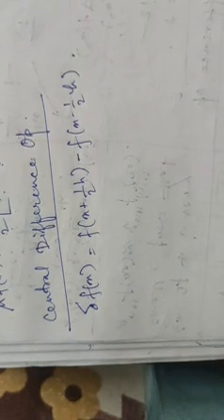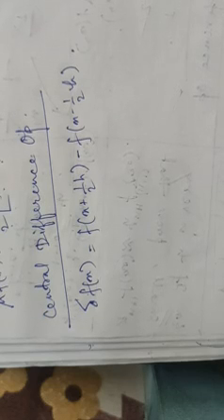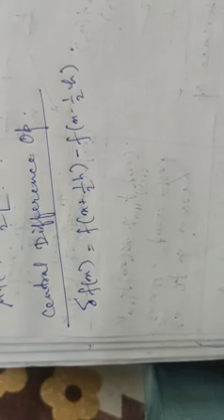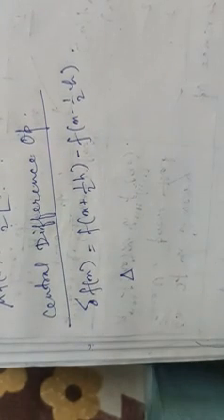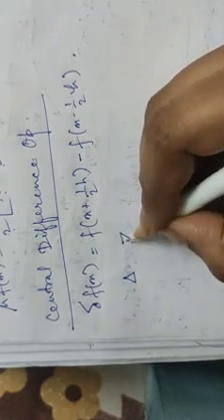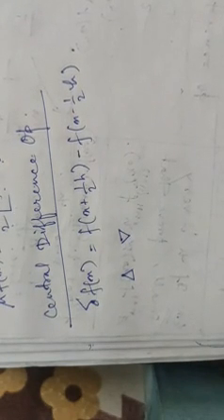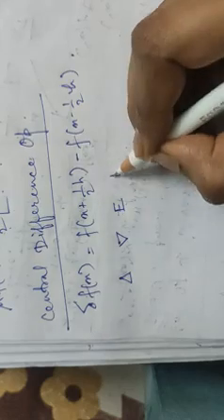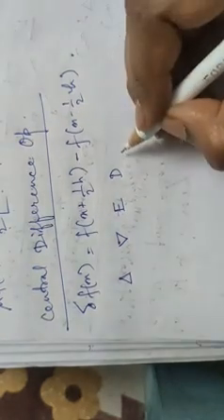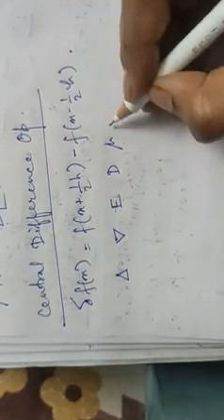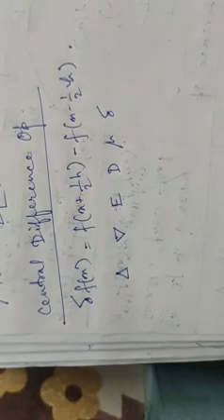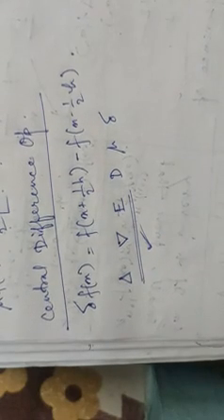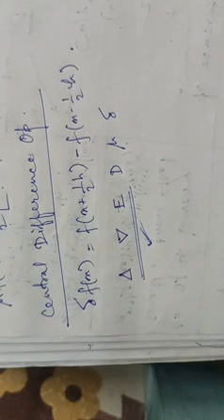This is called the central difference operator. So we have a total of 6 operators. Number 1 was the forward difference operator denoted by delta, then the backward difference operator denoted by backward delta, then the shift operator E, then the differential operator D, then the average operator mu, and the central difference operator delta. Among all these, the first 3 are very important and always useful.